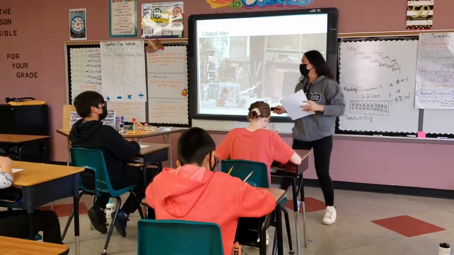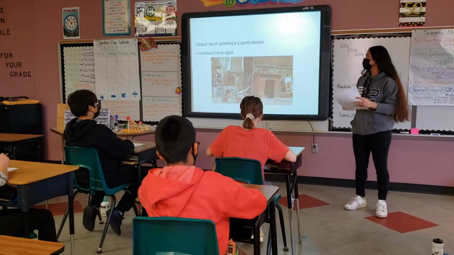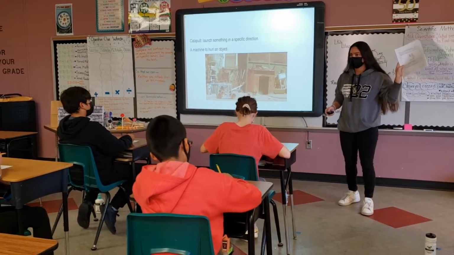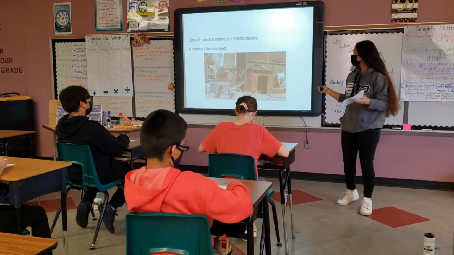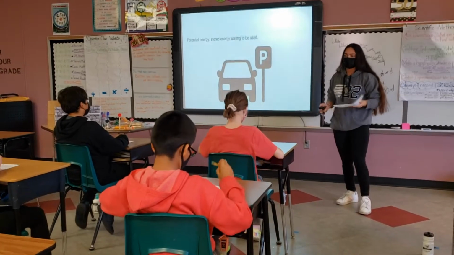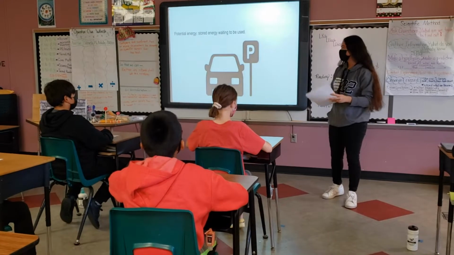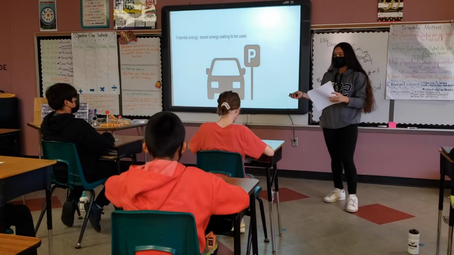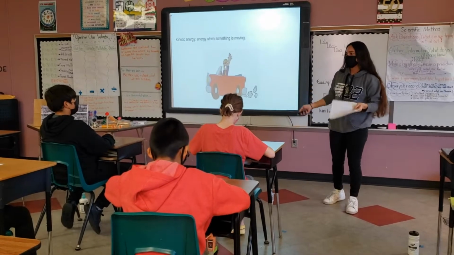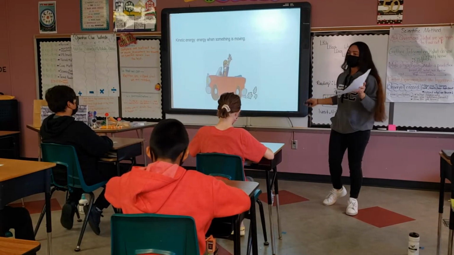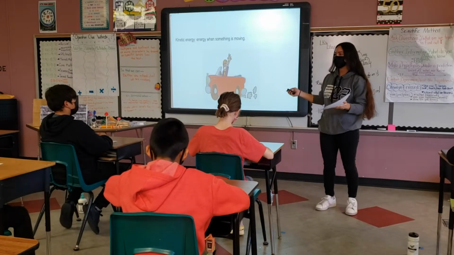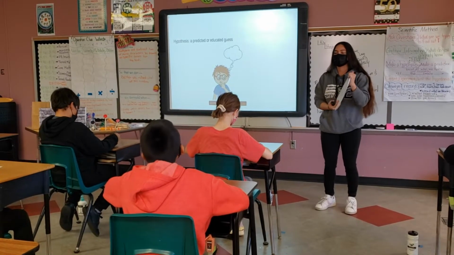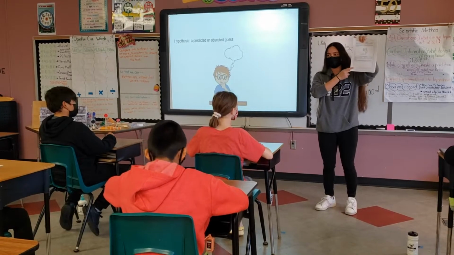Down here, to get to know these words, you have four vocab words. The first one is catapult, which means to launch something in a specific direction, or it's also known as a machine. The next one, potential energy, like I mentioned with the vehicles, which means stored energy waiting to be used. Next one, kinetic energy, energy when something is moving. Then the last one is hypothesis, which is a predicted or educated guess, which I need you to use down in this box below.